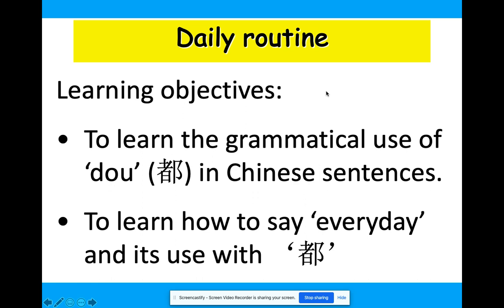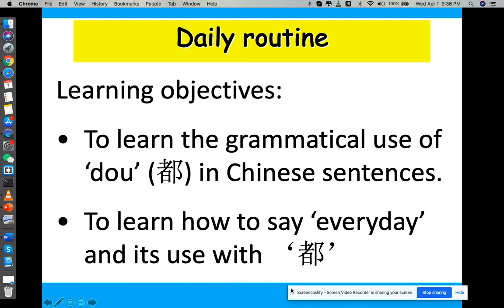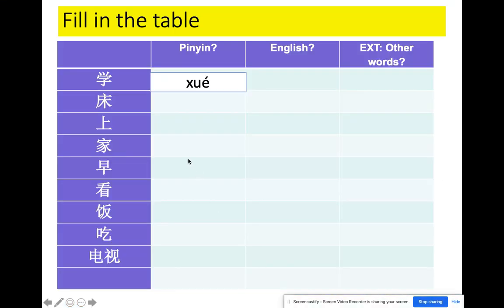同学们好, now we are going to continue with the daily routine topic. We are going to learn how to use 都 (do) in Chinese today. Now, before we talk about 都, we want to make sure that you know these characters.